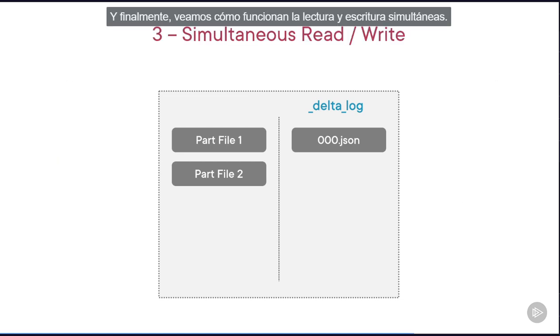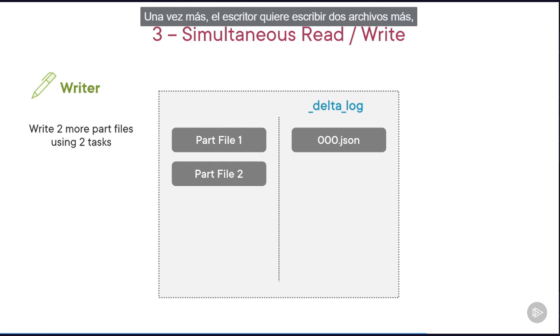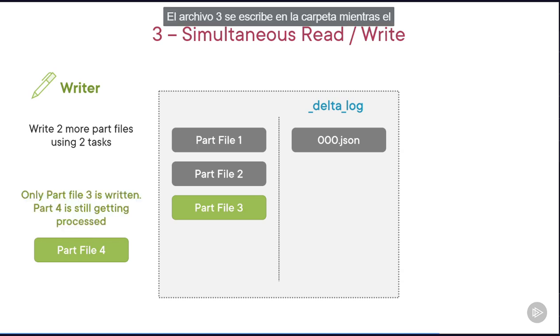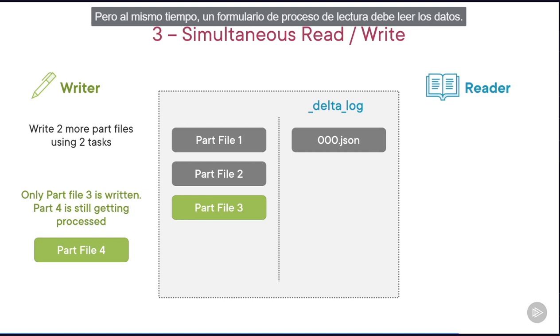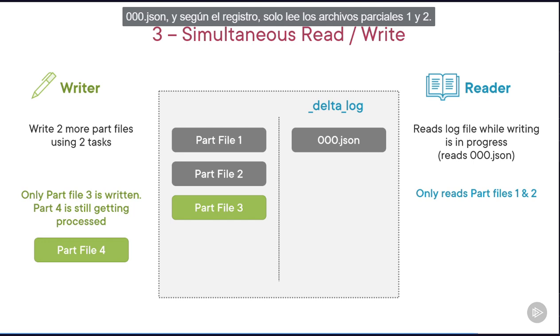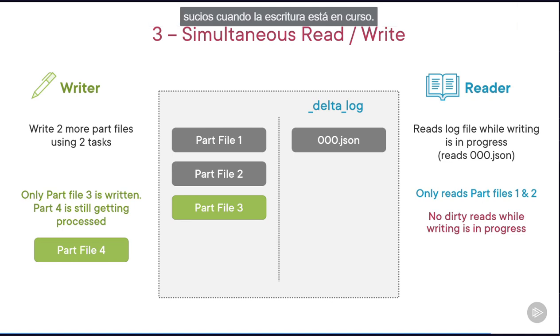And finally, let's see how simultaneous read and write work. Once again, the writer wants to write two more files, so it starts writing the files. File 3 is written to the folder, while file 4 is still getting processed. But at the same time, a reader process wants to read the data. So it reads the log file 0.json, and based on the log, it only reads part files 1 and 2. This means the reader is not reading any partial or dirty data while writing is in progress. That's how the writer process is running in isolation.